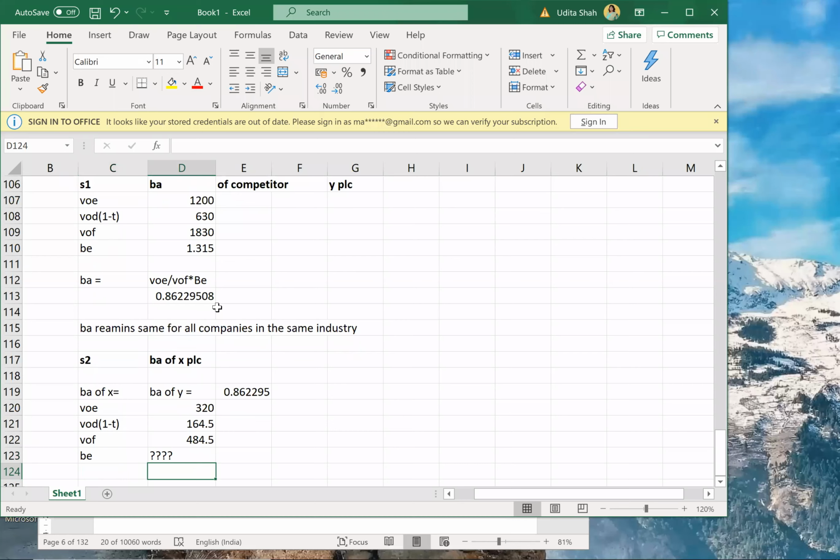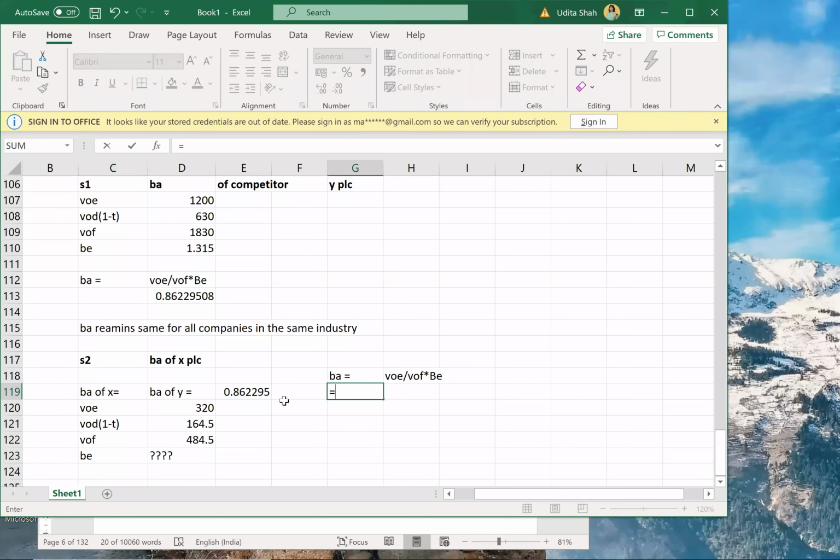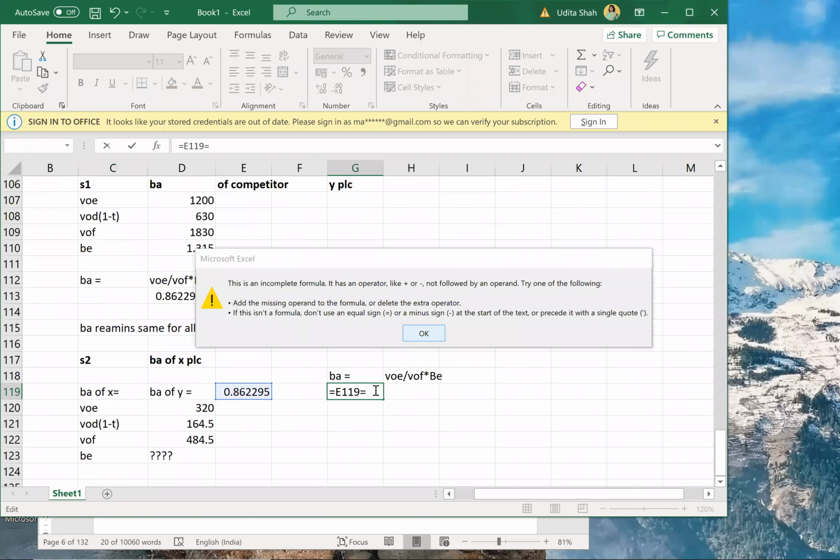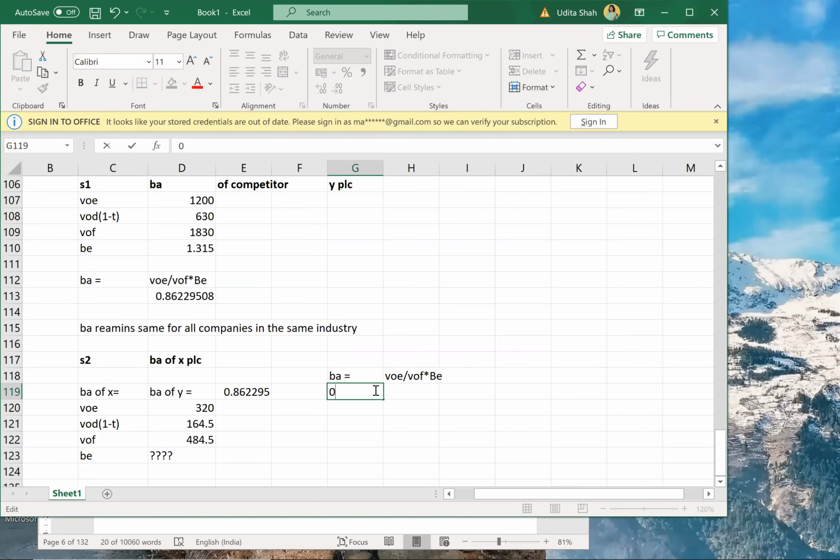So put this in the formula, same formula. Beta of asset equal to value of equity divided by value of firm into beta of equity. So beta of asset we already know now. 0.862 should be equal to, what is the value of equity? 320 divided by 484.5 into beta of equity.